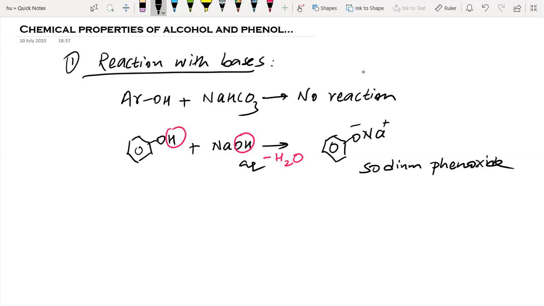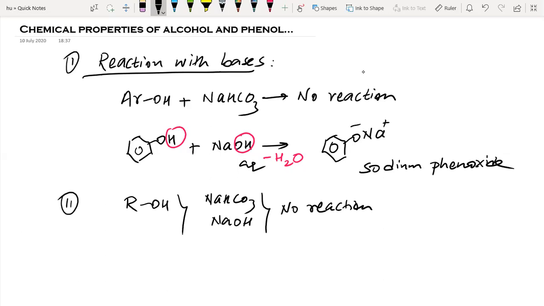Alcohol shows no acidic character in aqueous solution, thus it does not react with sodium bicarbonate or aqueous NaOH. The very weak acidic character of alcohol is revealed in the reaction with an active metal like sodium. Generally, if I write alcohol, it does not react with your sodium bicarbonate and sodium hydroxide, no reaction.